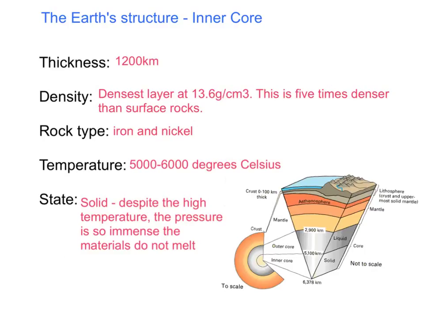So here we have the inner core. Its thickness is 1,200 kilometres. It's the densest layer at 13.6, and it's 5 times denser than surface rocks. The rock type is iron and nickel, and the temperature can reach a range of 5,000 to 6,000 degrees Celsius. And although the temperature is so high, it's the pressure that is so immense that the materials do not melt. So all that rock from the other layers on top of it causes it to actually stay solid despite the high temperature.